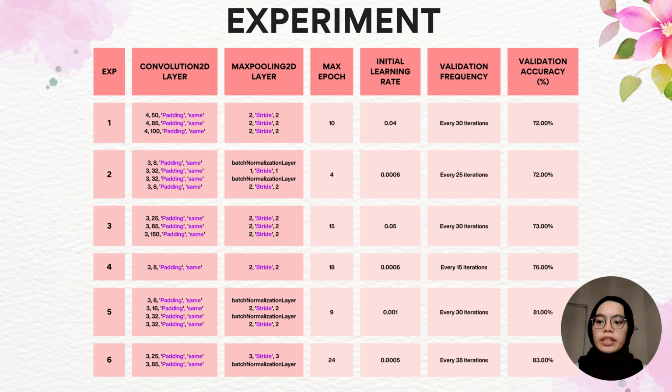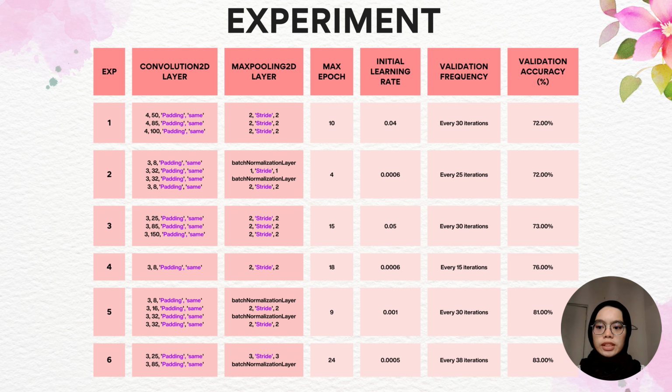For experiment 5, we use 4 convolutional layers with 8, 16, 32 and 32 filters incorporating batch normalization with 2 times 2 max pooling layers and 9 epochs with a learning rate of 0.001, and the validation accuracy is checked every 30 iterations, and further improved validation accuracy to 81%.